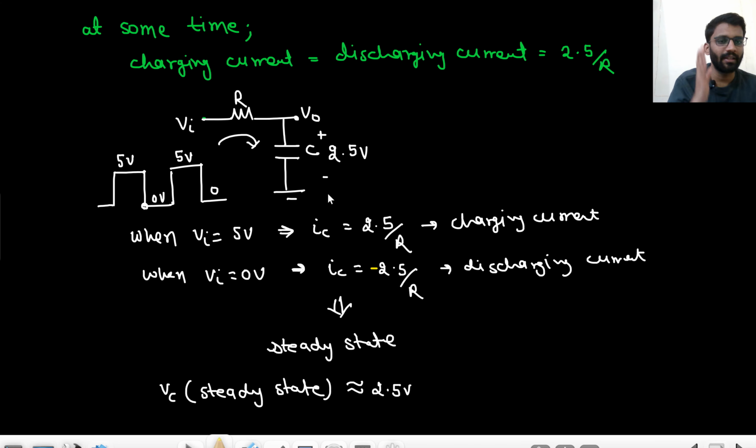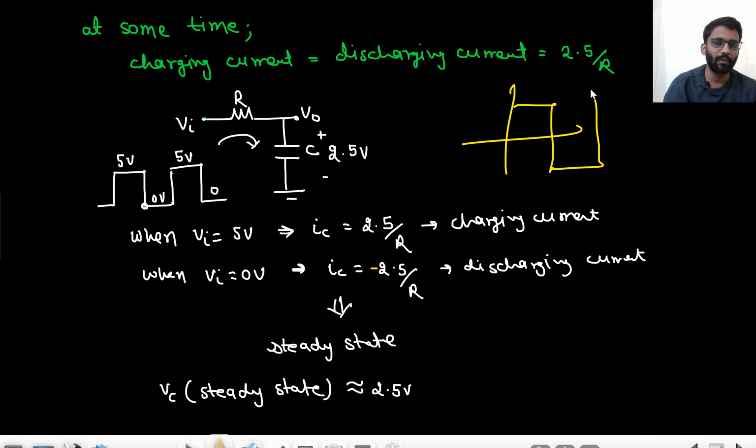So the capacitor can be considered as an open circuit. I will repeat the statement. At steady state, average capacitor current will be 0. Okay, the capacitor current is not 0. Capacitor current is 2.5 by R minus 2.5 by R. If you take the average of this waveform, what will be the average of this waveform?